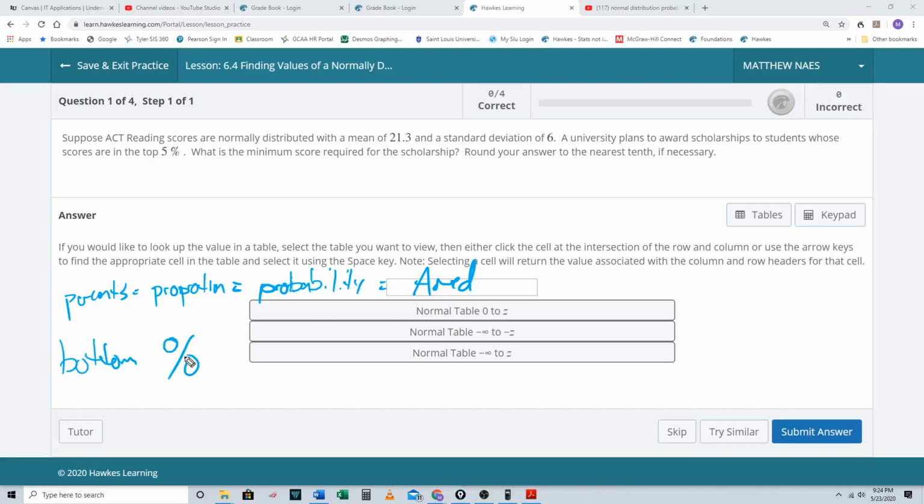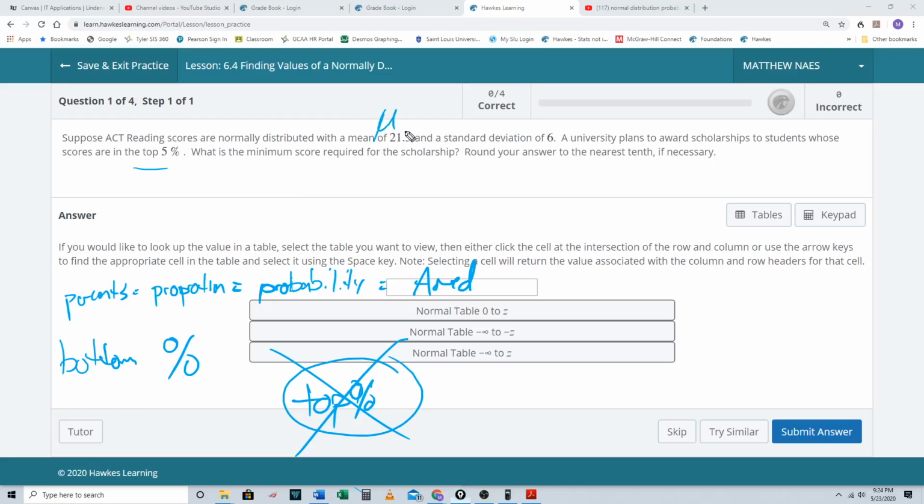Now, specifically when I say percents, we are only going to be using the bottom percent. We cannot use top percent. We can only use bottom percent. So what if, in this case, we are given top percent? Okay, so let's read what this question is asking. Suppose ACT reading scores are normally distributed with a mean of 21.3 and a standard deviation of 6.